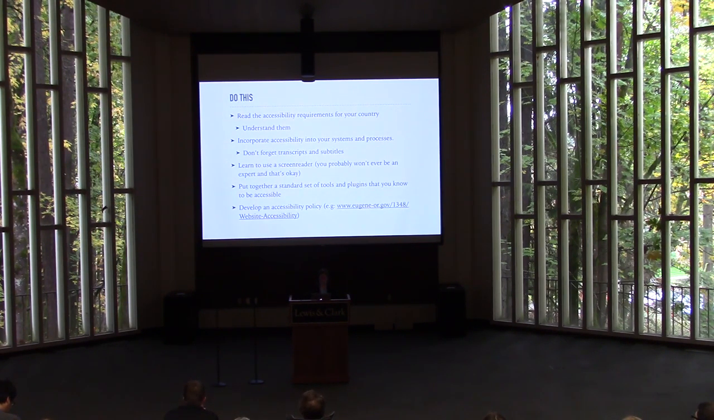So here are some things that we can do to help integrate accessibility into our process. We want to read the accessibility requirements for our country and understand them. We also want to incorporate accessibility into our systems and processes, and that includes transcripts and subtitles. If you will need extra things on the website, these would be really great things to put in a proposal line item. So if you know that the website's going to require transcripts or subtitles, make that part of your proposal. Add that into the cost.